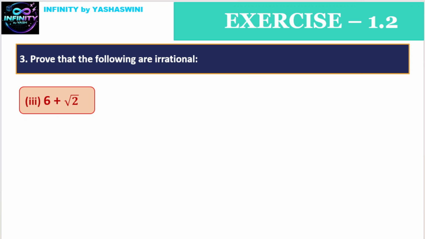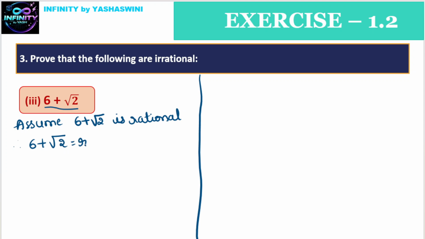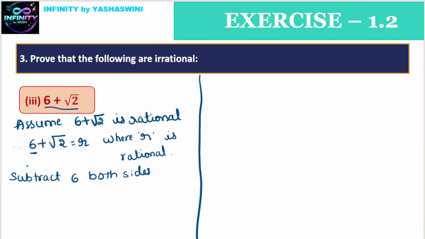In the same way, let us solve question number 3, that is, prove that 6 plus root 2 is irrational. What are we doing in the first step? First, we are assuming that 6 plus root 2 is rational. Therefore, 6 plus root 2 is equal to r, where r is rational. Now, to remove 6, subtract 6 from both sides. Then 6 minus 6 gives 0. Therefore, root 2 is equal to r minus 6.